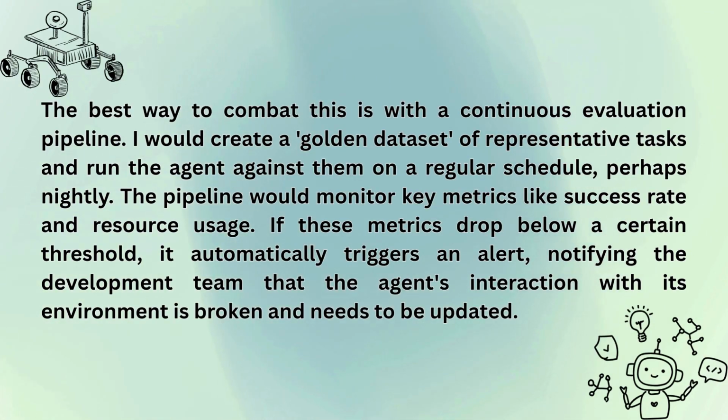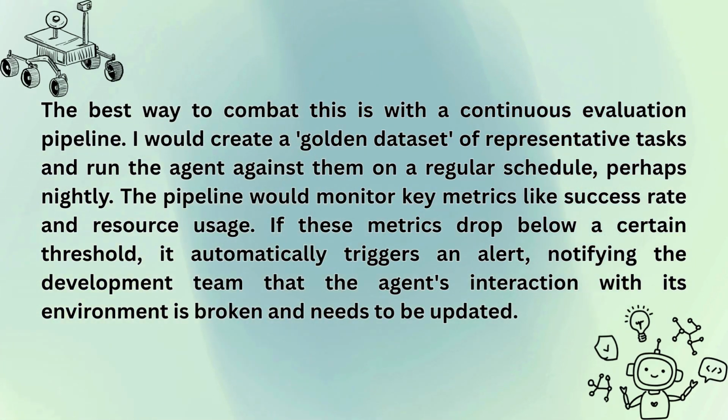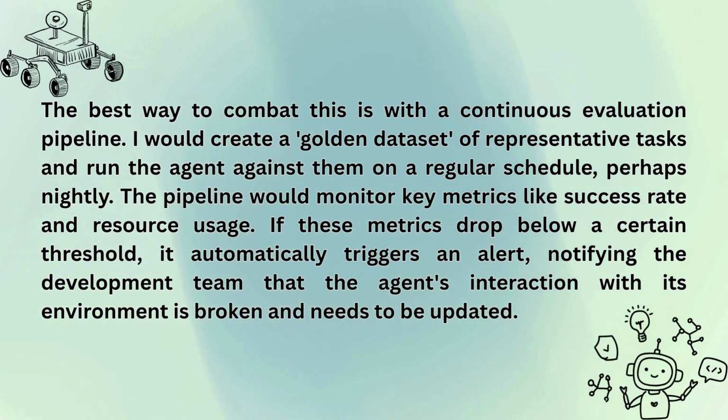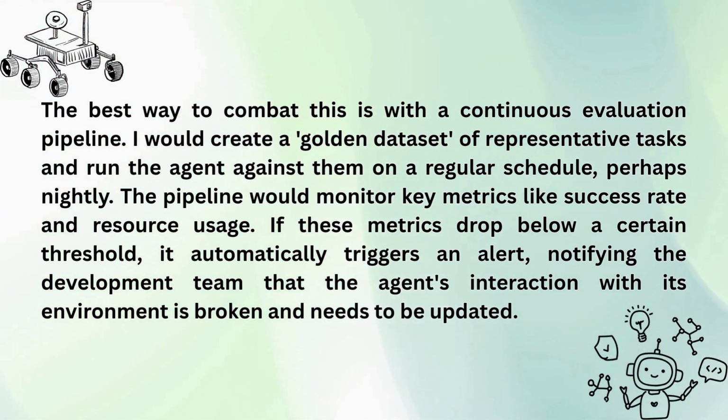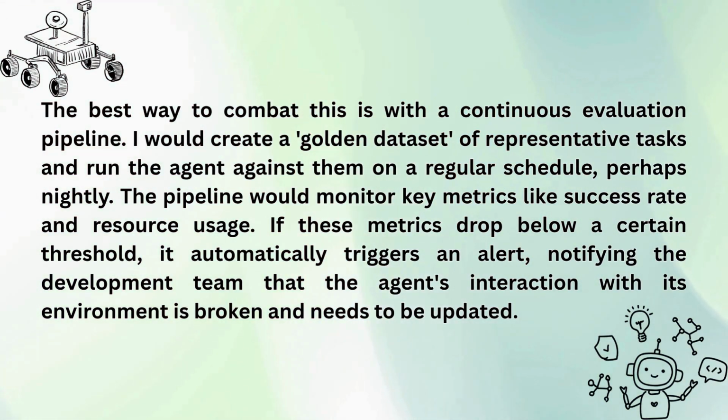The best way to combat this is with a continuous evaluation pipeline. I would create a golden data set of representative tasks and run the agent against them on a regular schedule, perhaps nightly. The pipeline would monitor key metrics like success rate and resource usage. If these metrics drop below a certain threshold, it automatically triggers an alert, notifying the development team that the agent's interaction with its environment is broken and needs to be updated.